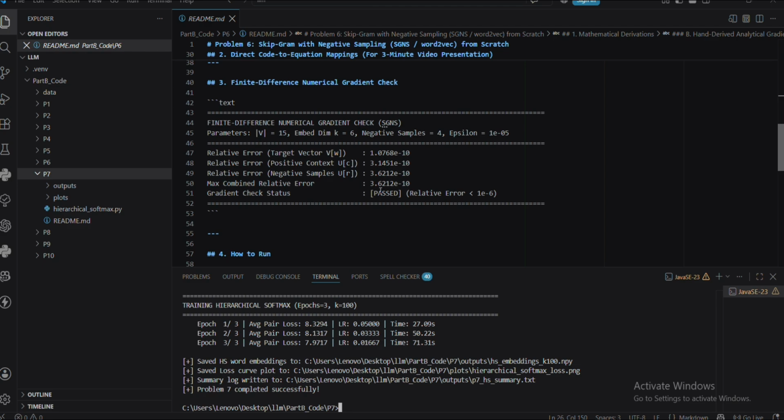The project also generates a training loss curve to show how the loss changes during training. The resulting 100 dimensional hierarchical softmax word embeddings are saved for further use and evaluation.